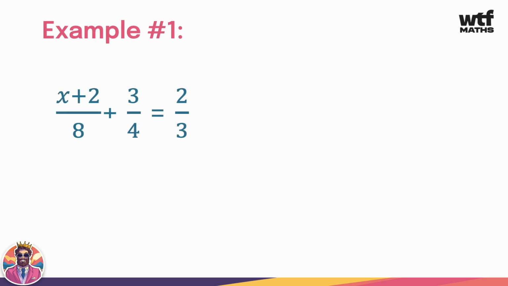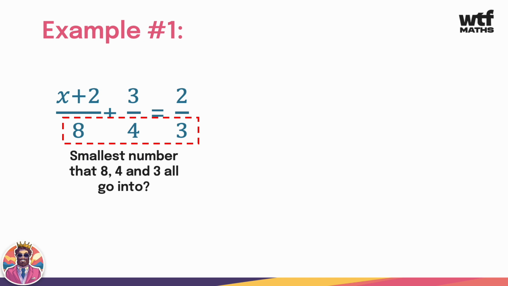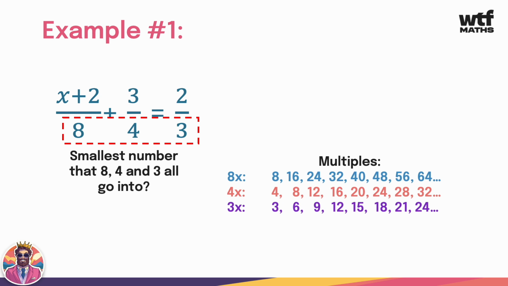Okay, let's get into a trickier example here. So we've got x plus 2 over 8 plus 3 over 4 equals 2 over 3. Don't freak out. We're going to do this step by step. So first of all, let's look at just our denominators here. What is the smallest number that 8, 4, and 3 all go into? So let's list our multiples. And we can see that the smallest number that they all have in common is going to be 24. So the lowest common denominator of 8, 4, and 3 is 24.